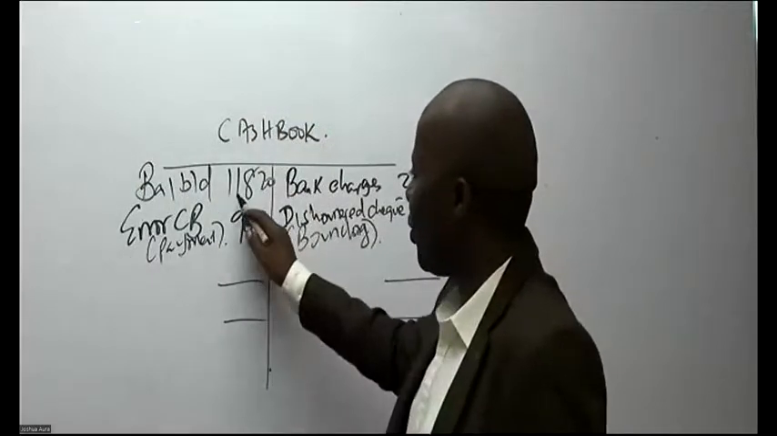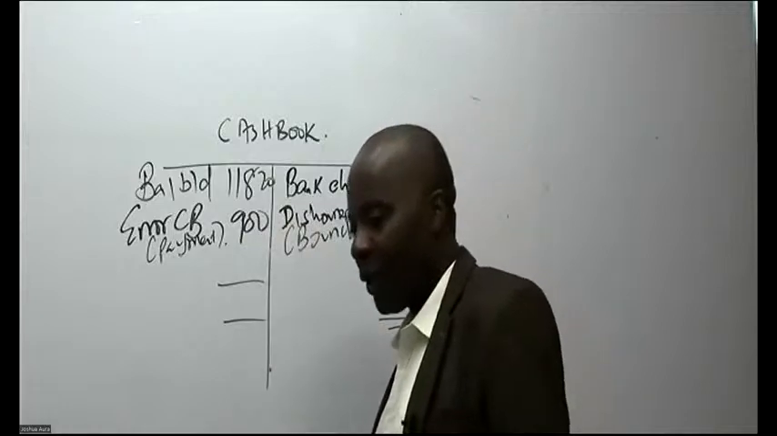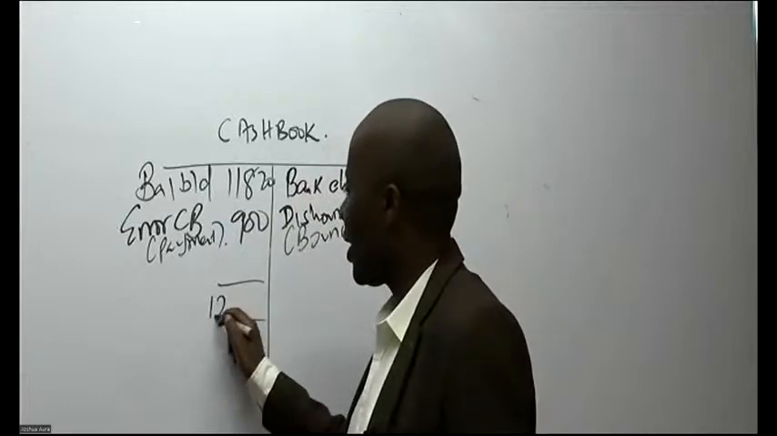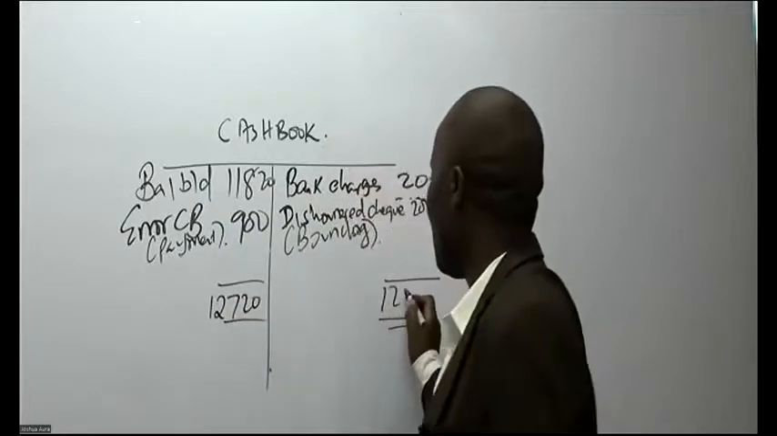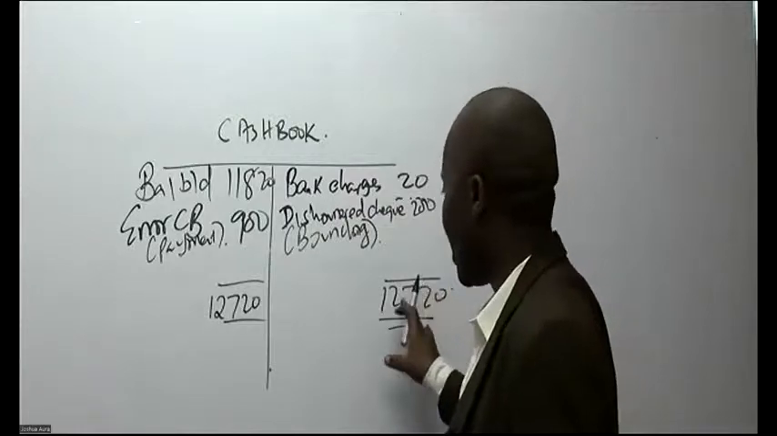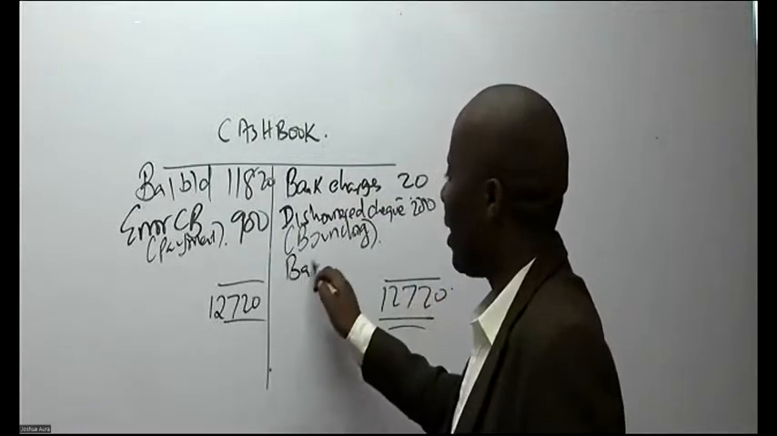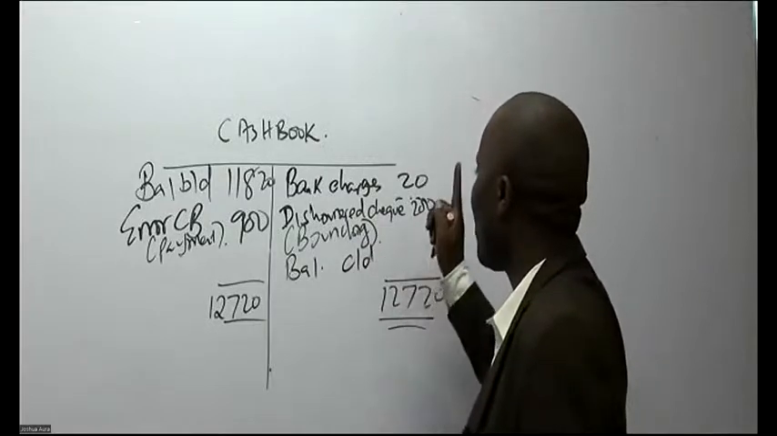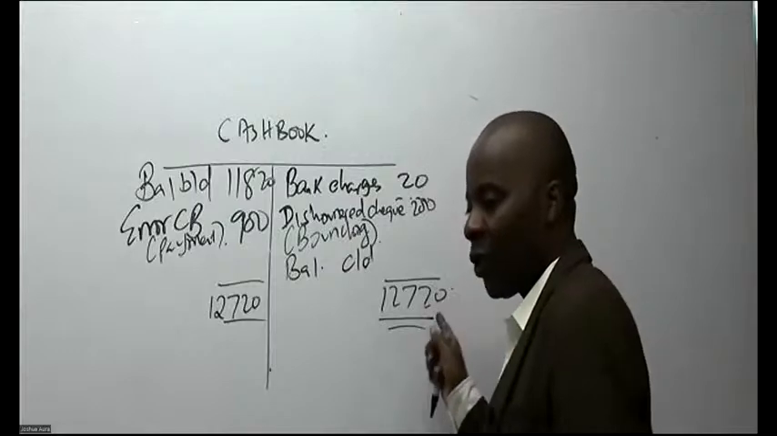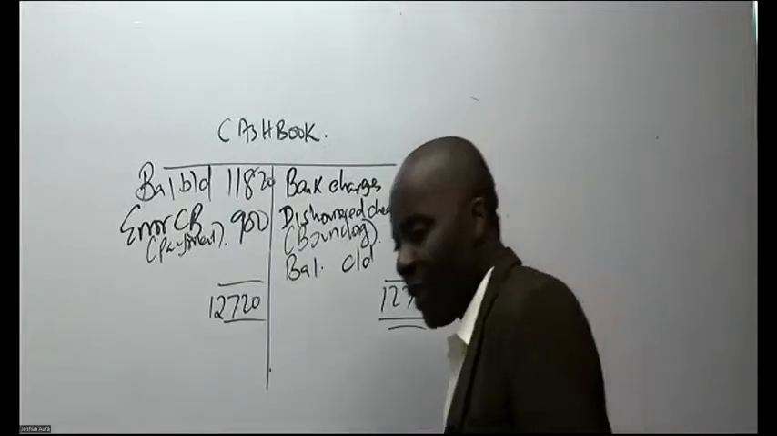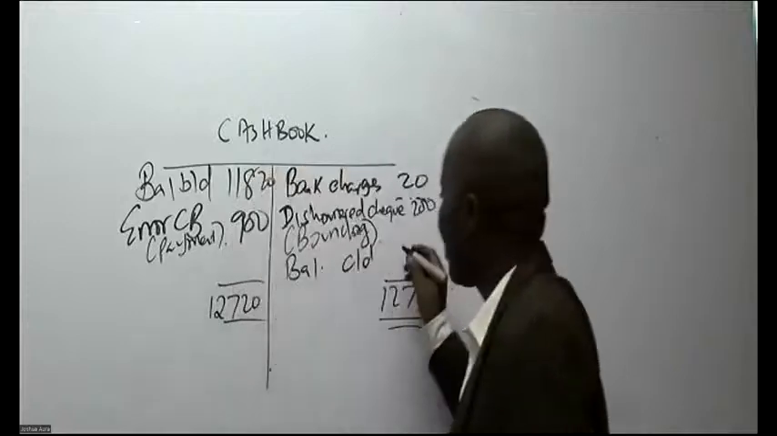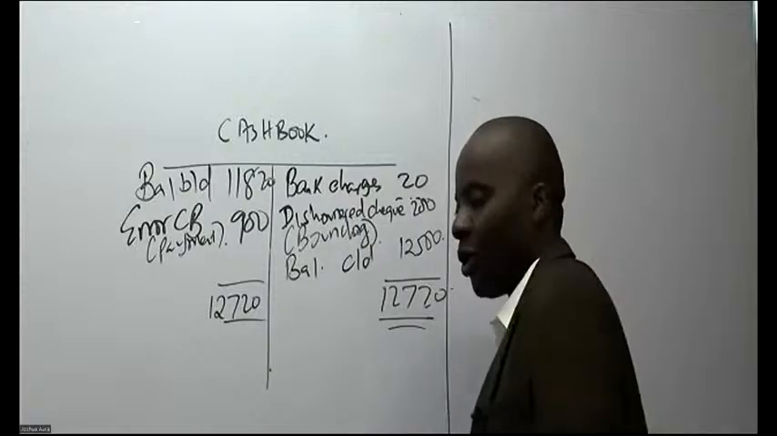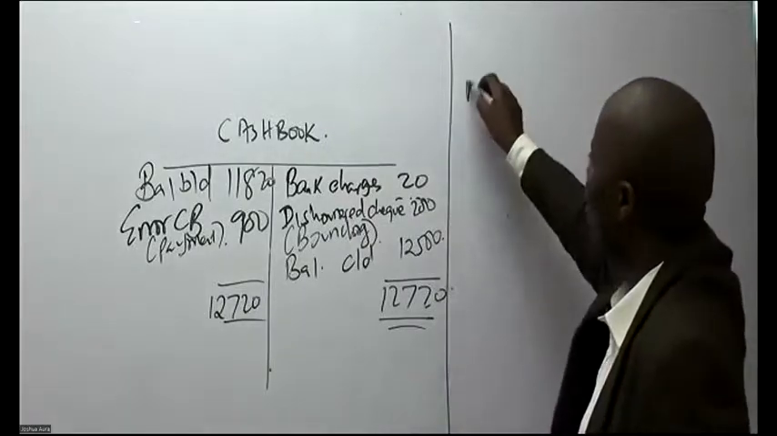Must be this side. So you take 11,820 plus 900. What are we getting? 12,720. So this has to be 12,720. Now, if this side is heavier, it means that the balancing figure will become here. So the balance carried down will be 12,720 minus 200 minus 20, which gives me how much? 12,500. Ladies and gentlemen, after that, now go ahead and give us what we call a bank reconciliation statement.